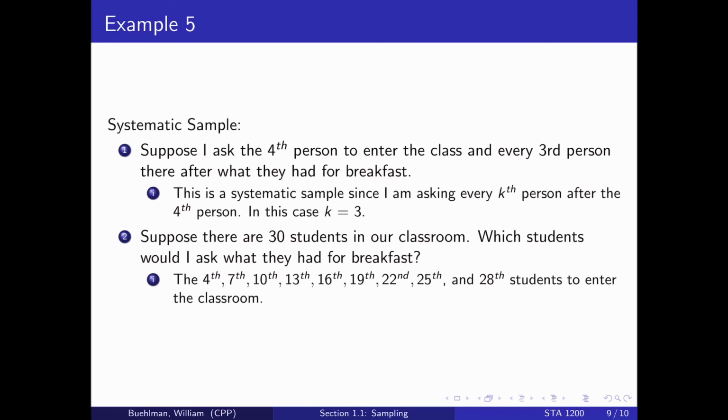Fifth person comes in, I don't ask them. Sixth person comes in, I don't ask them. Seventh person comes in, I go, hey, what did you have for breakfast? And I write it down. So if we had 30 students in the class, I would have to ask the fourth student to enter, the 7th, the 10th, the 13th, the 16th, the 19th, the 22nd, the 25th, and the 28th student who entered the class what they had for breakfast.